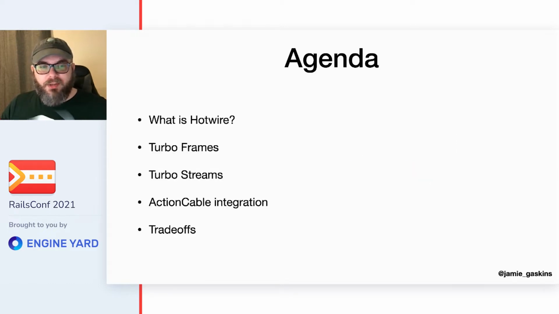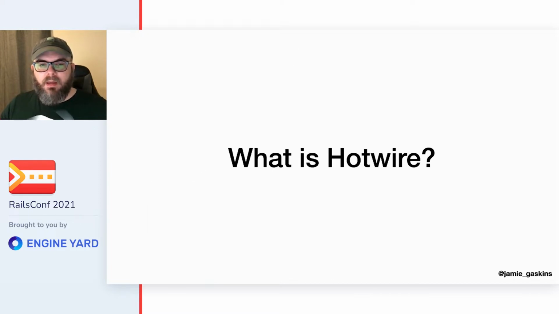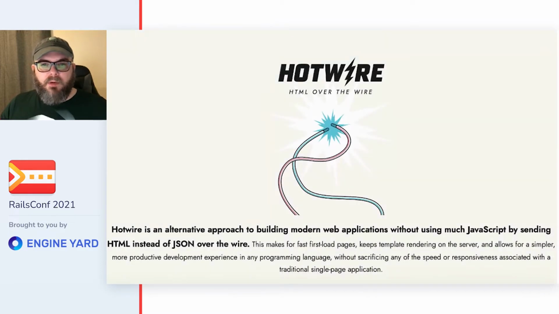Here's our agenda for this session. We're going to go over some of the pieces of Hotwire and how they impact how you build your application. So first, we're going to look at what Hotwire is. The folks at Basecamp call Hotwire an alternative approach to building modern web applications by sending HTML instead of JSON. Hotwire is an acronym that stands for HTML over the wire.